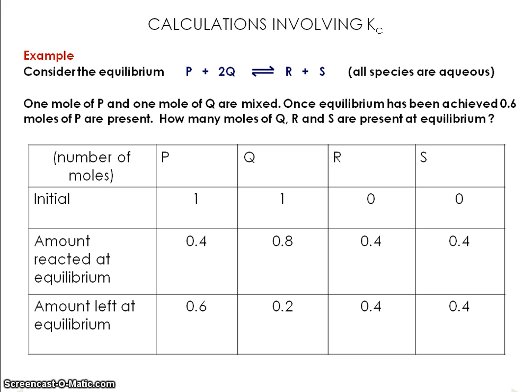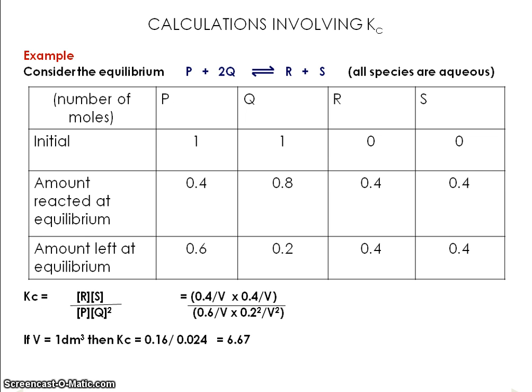But of course this isn't the end of the story, because what we want to do is calculate Kc. And Kc involves concentrations, and this is just the number of moles. So we need to bring in the volume, and we can do that on the next slide. So here we have the expression for Kc, which you should be able to work out. It's the concentration of R times the concentration of S, divided by the concentration of P, and then the concentration of Q squared, because you've got 2Q in the equation.